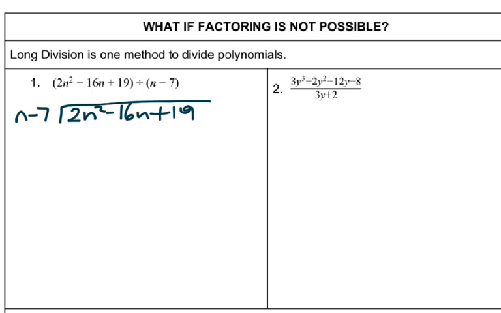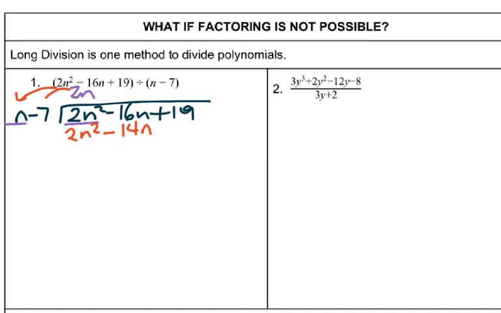Now, the way we're going to divide, we're going to look at the first terms. So 2n squared divided by n is 2n. So we're going to write the answer on top. Now we're going to multiply my answer by both of the terms in the divisor. So 2n squared times n is 2n squared. 2n times negative 7 is negative 14n.